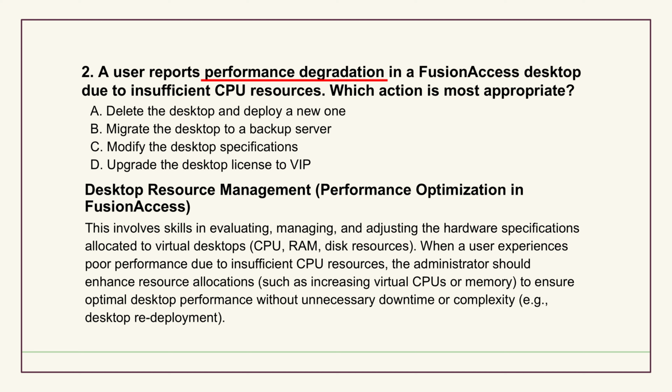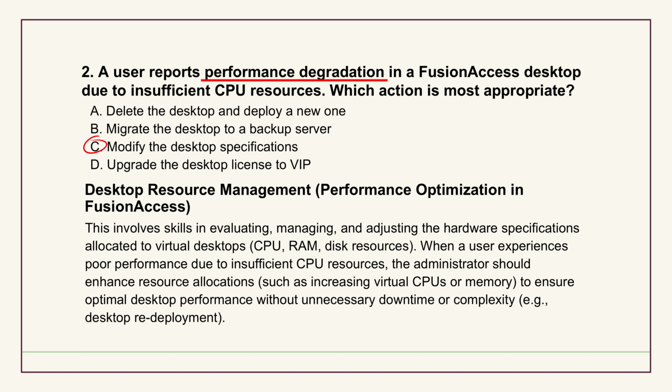Deleting and redeploying a desktop is a bit much, don't you think? Migrating it to a backup server might not actually fix the problem of not having enough CPU. And upgrading the license to VIP, well, that might be a bit overkill. So you're thinking C, modify the desktop specifications, but how do you actually do that in Fusion Access?